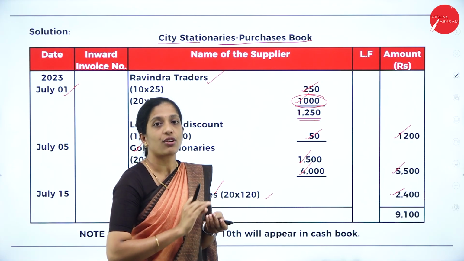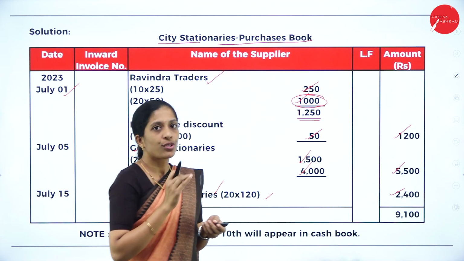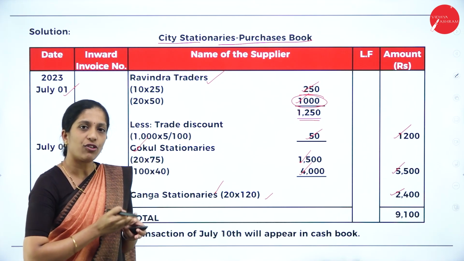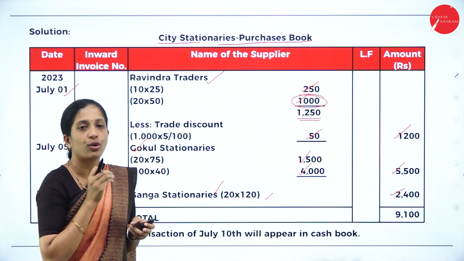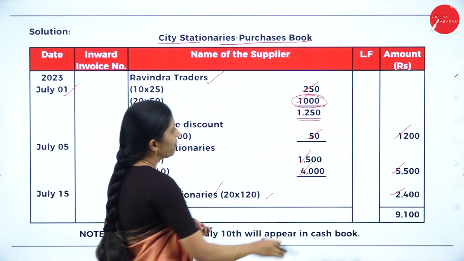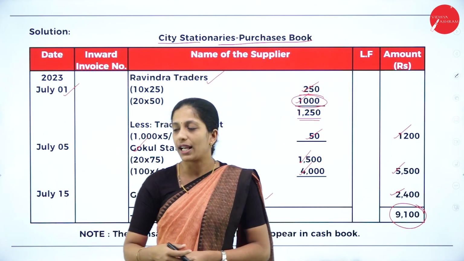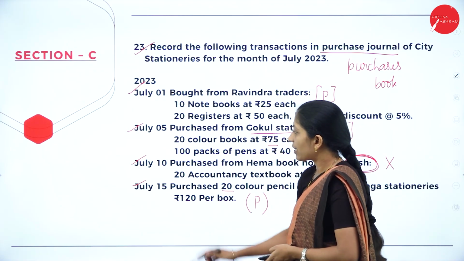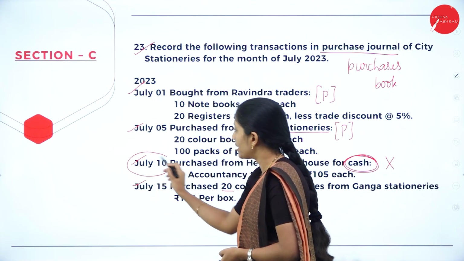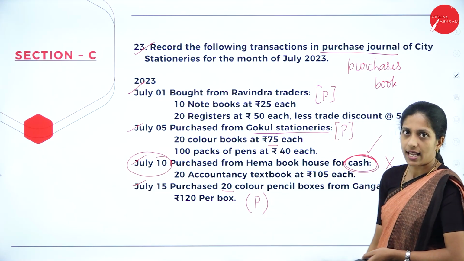When there is trade discount, you have to minus the trade discount so that you will get the answer. And wherever you have to, multiply the respective quantity with the price. Now, you will get the total. If you add all these, you will get 9100. That is the total. Now, one of the transactions we have not recorded, that is July 10th. Why have we not recorded it? Because it is a cash transaction.